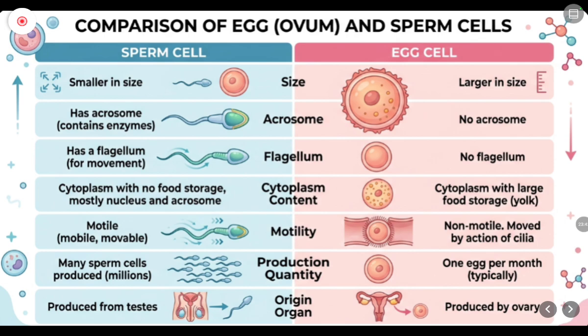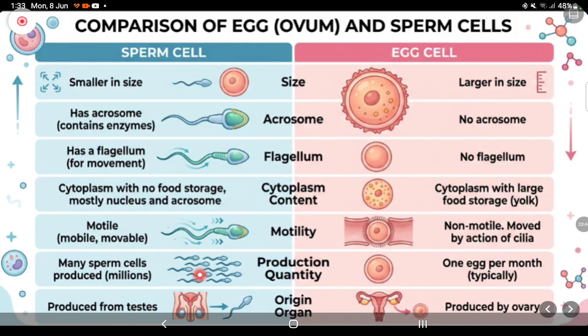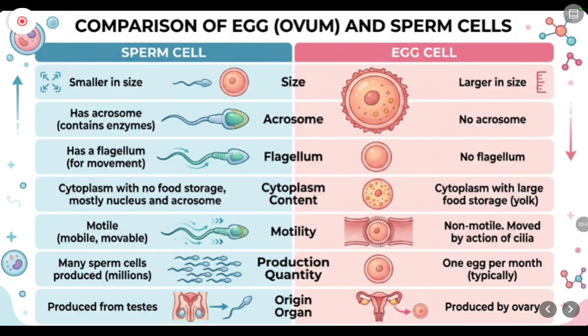The sperm cell is produced from the testis, and as you can see, these are the testes. The egg cell is produced by the ovaries, and these are the ovaries.